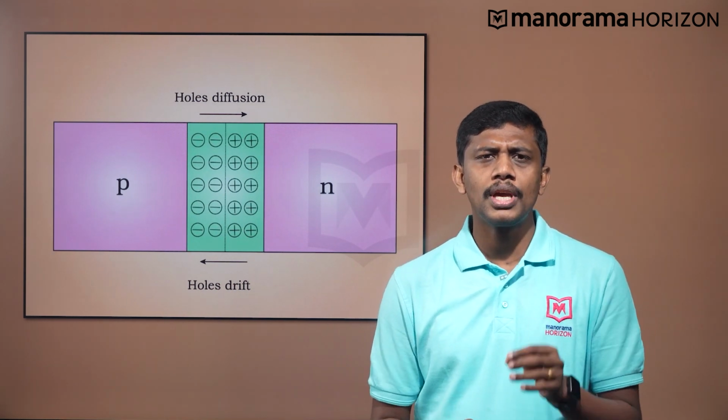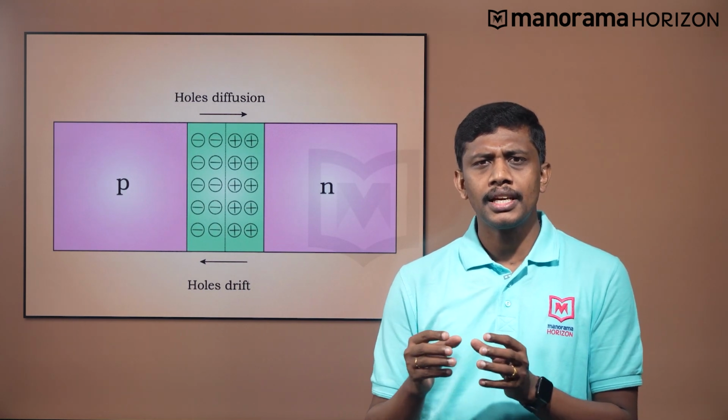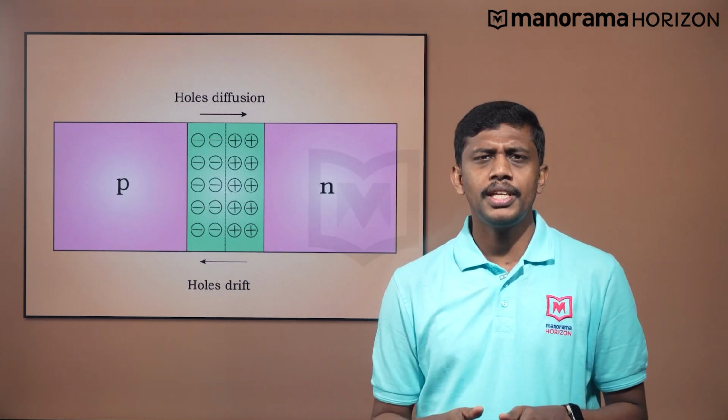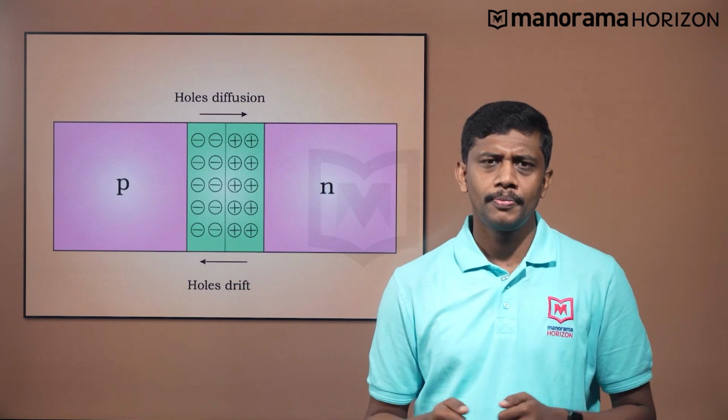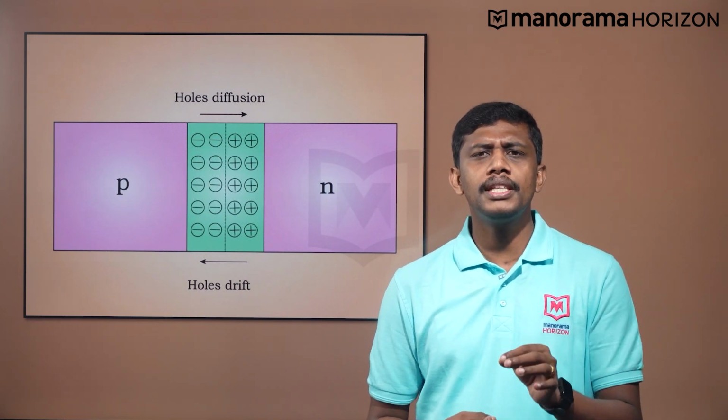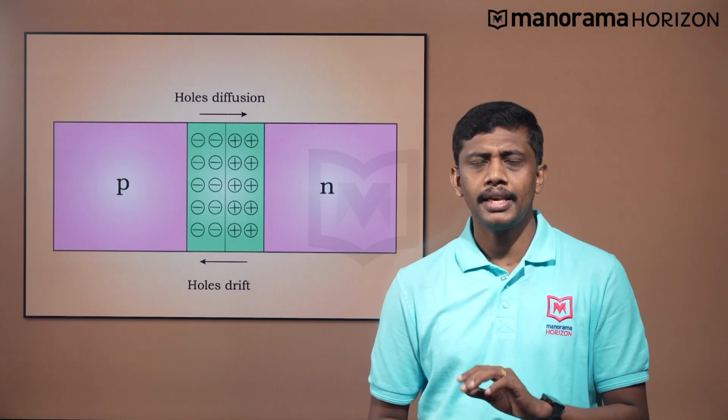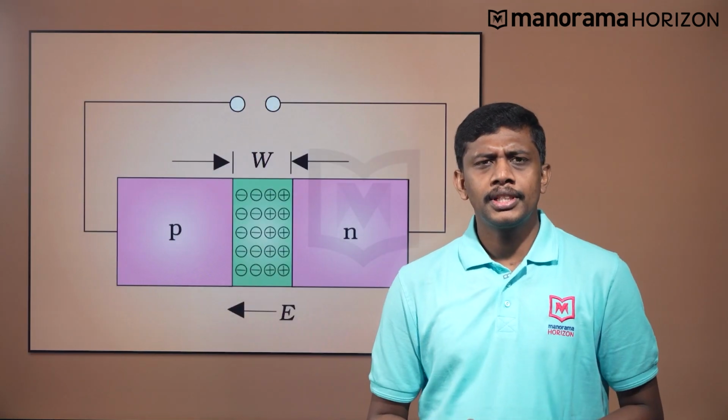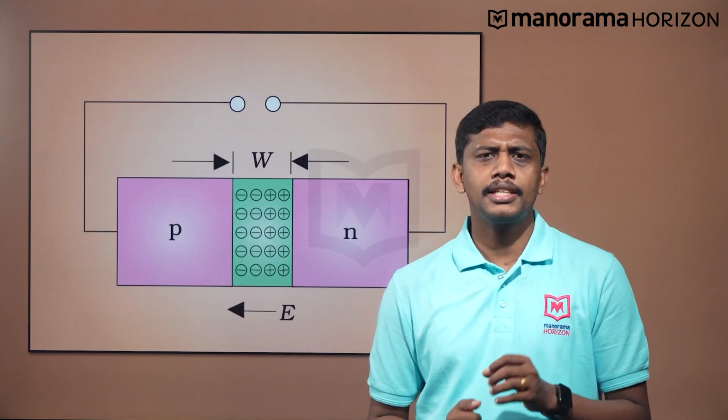This process continues until diffusion current equals drift current. Finally, a PN junction is formed. The net current in a PN junction under equilibrium is 0. Next thing we should discuss is barrier potential of a PN junction.